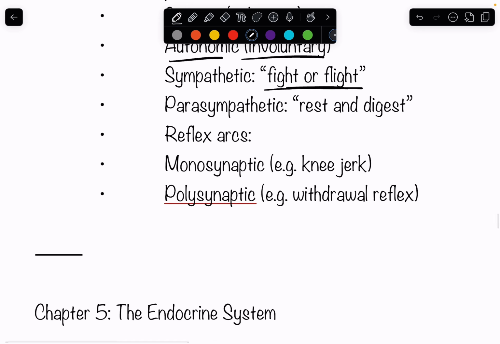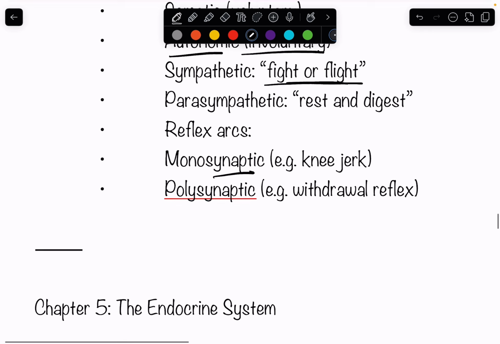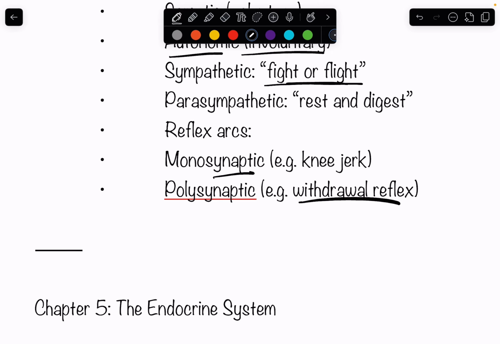And then some reflex arcs that you have: your monosynaptic, which is just like the knee jerk, the doctor will hit your knee like poop, and then you kick. And your polysynaptic is pretty much your withdrawal reflex.